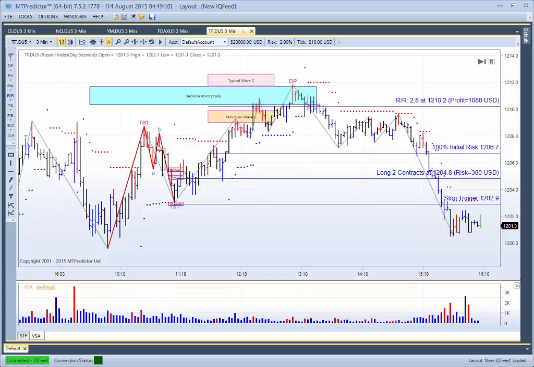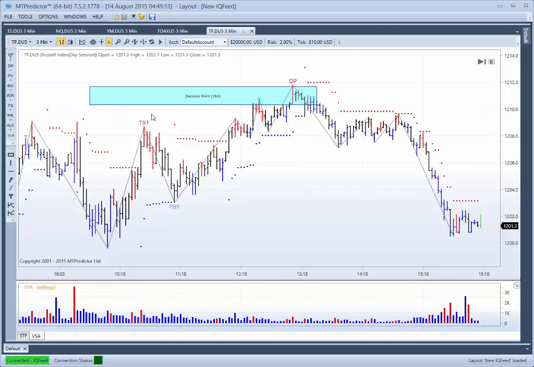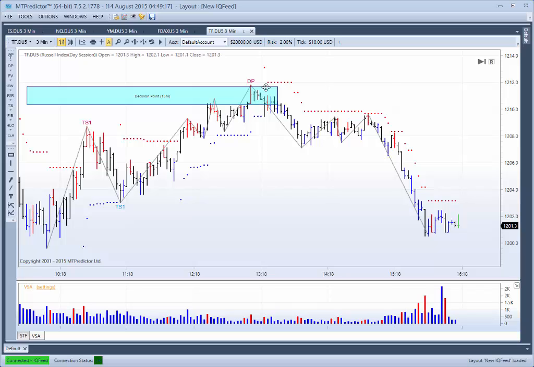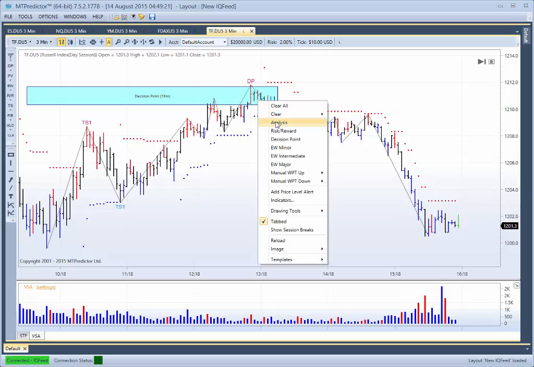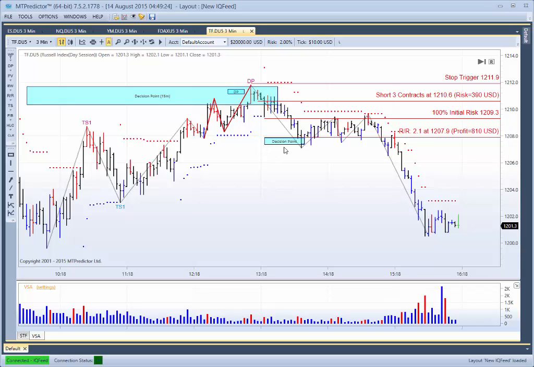This TS1 sell here you would have avoided because you weren't at the 15-minute resistance, and the only short trade you'd have taken would have been this DP sell, because it was at 15-minute resistance as well. We placed the analysis on down to the first target there for a 2.1R profit.